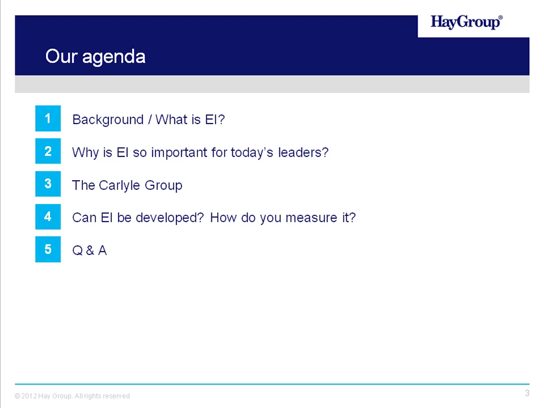Just to give you an overview of our agenda today, I'll first discuss the background of EI and how it fits in our leadership framework. I will then talk about why this is so important for today's leaders, and this will set the stage for Matt to discuss how the Carlyle Group has implemented and uses our tool. I'll then discuss the development of the EI competencies as well as showing you examples of the feedback reports. And we'll finish with a Q&A period to answer any questions that you may have.